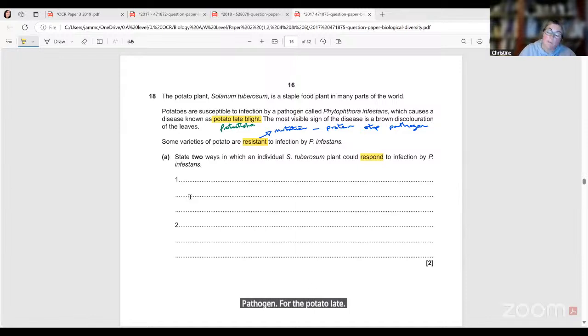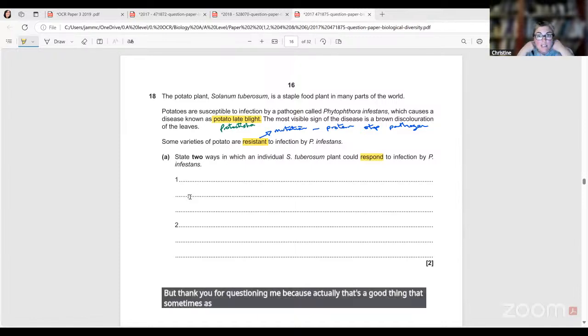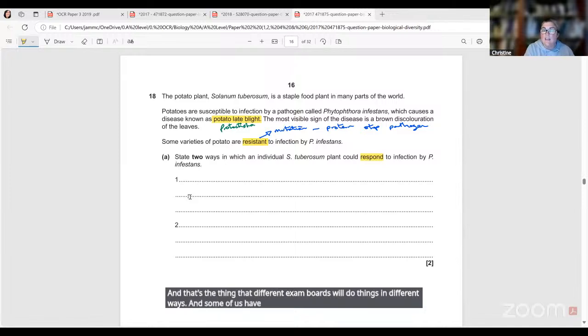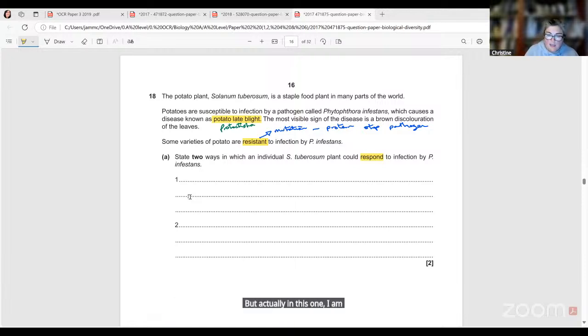But thank you for questioning me, because that's a good thing. Sometimes as teachers we make mistakes, and it's okay for you to question us, to ask us to double check, and for us to go and double check that we have got it right. Different exam boards do things in different ways, and some of us have expertise in a specific exam board, but we can still make mistakes. But actually in this one I am correct.